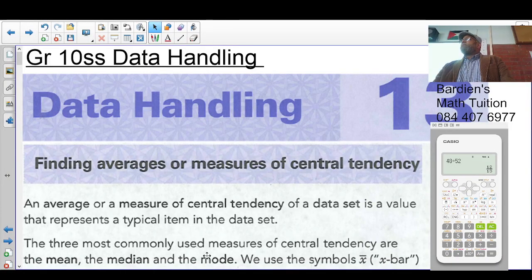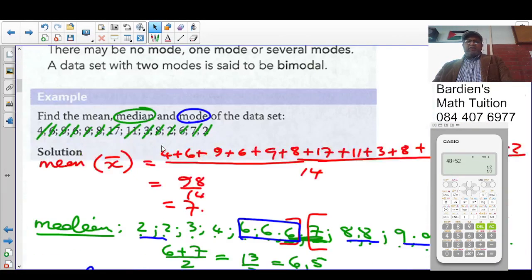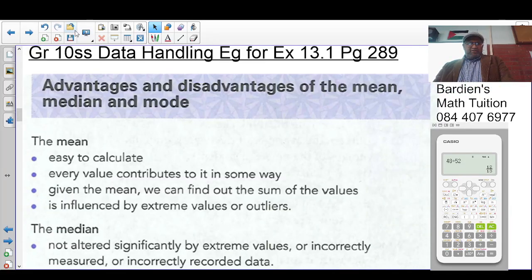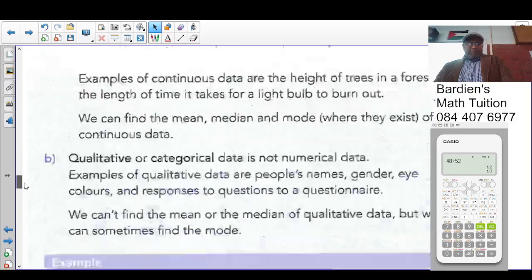Good morning, class. Today we're looking at data handling. We're looking at the examples for the exercise.